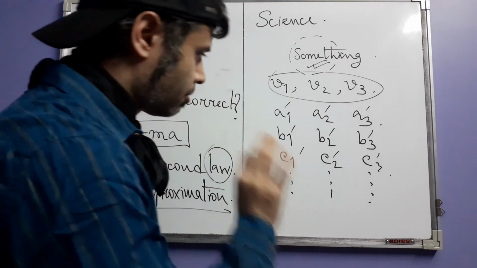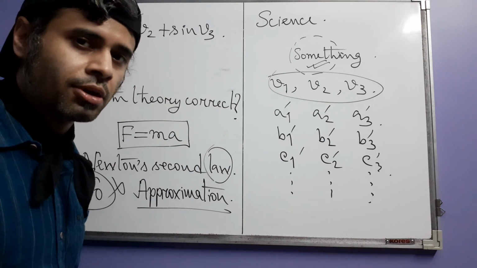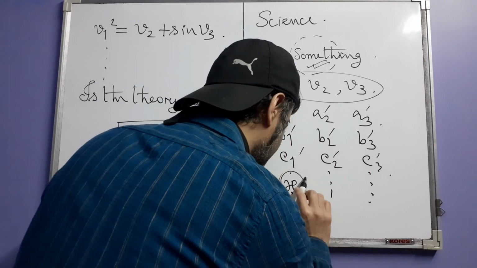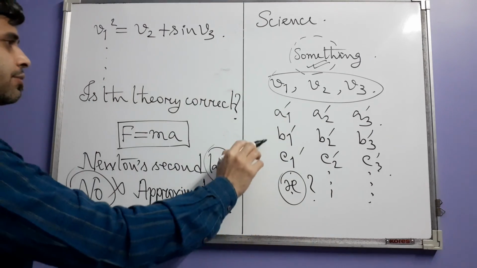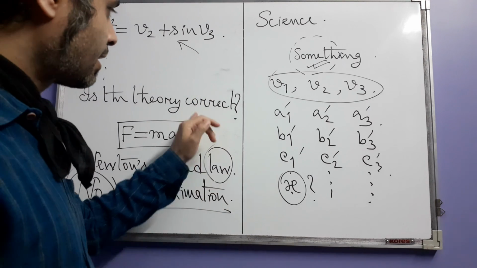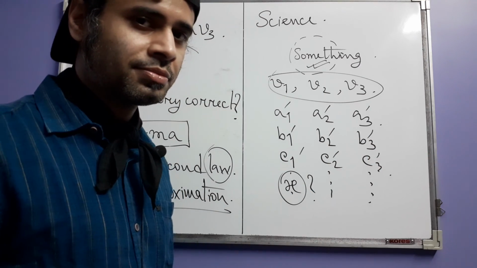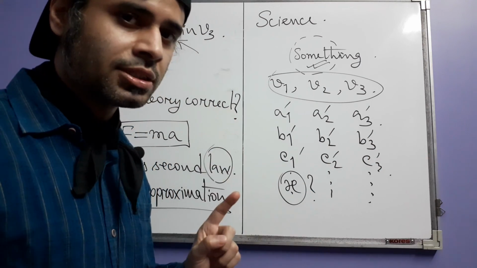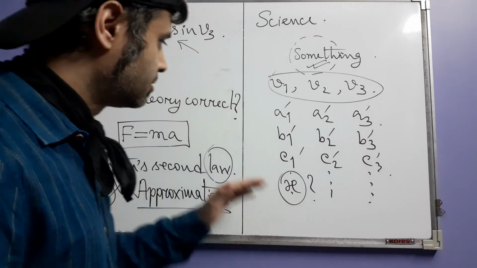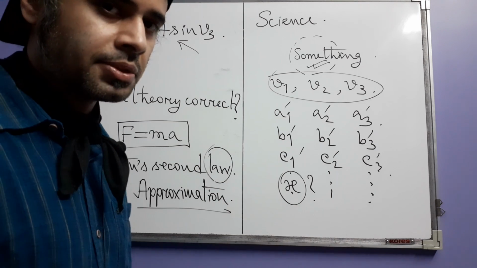So if at all you get a new problematic value which does not match with your theory, what do you do? Where did the correctness of the theory go? It just went out of the window. Because it was approximate, any theory is always approximate. I mean, I am talking about scientific theories. This can happen, and this has happened many times.